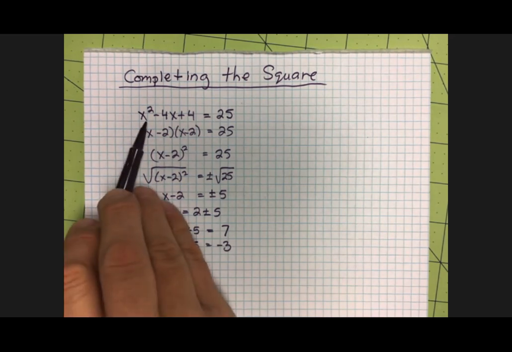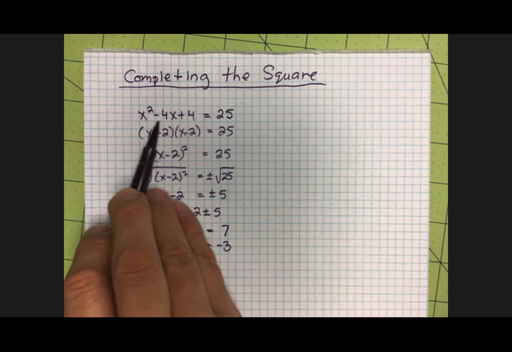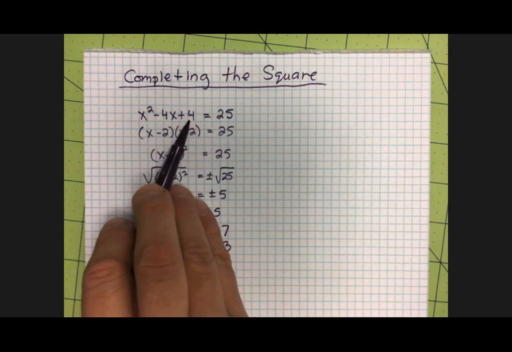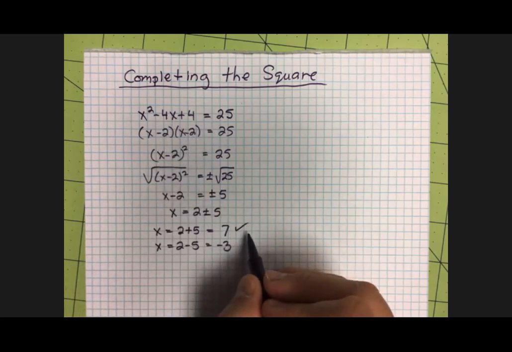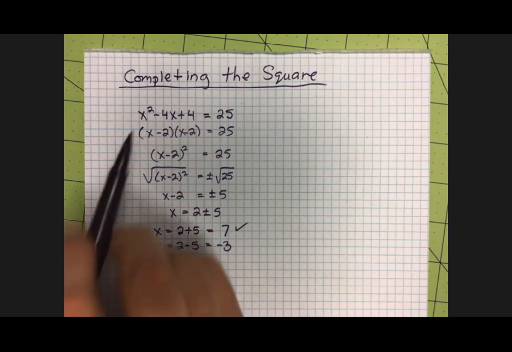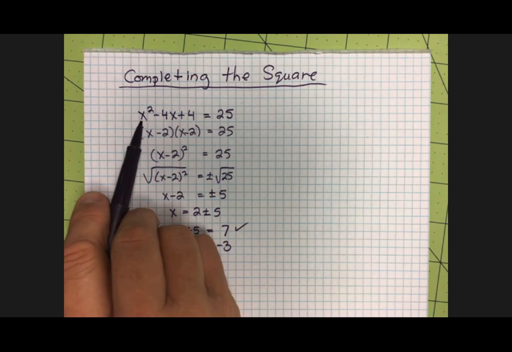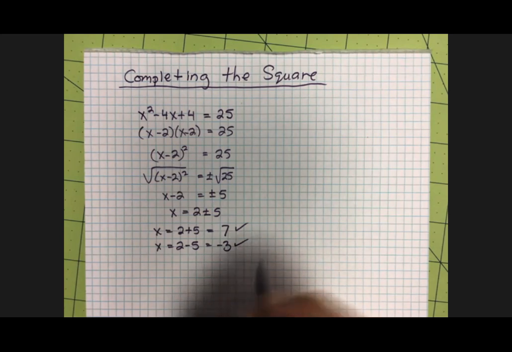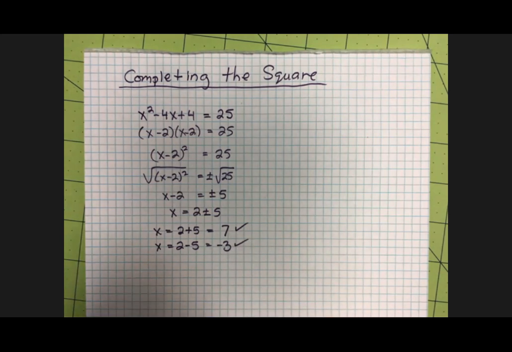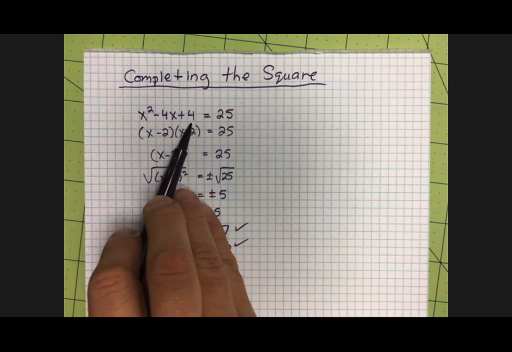So if I go and check these out upstairs, if I put a 7 in here, 49 minus 28 plus 4, 53 minus 28 is 25. There's a winner. If I put a minus 3 in here, 9 plus 12, that'll be plus 12. 9 plus 12 is 21 plus 4 is also 25. Another winner. So sometimes you can use a square root method even though someone didn't write it for you at first as a perfect square.